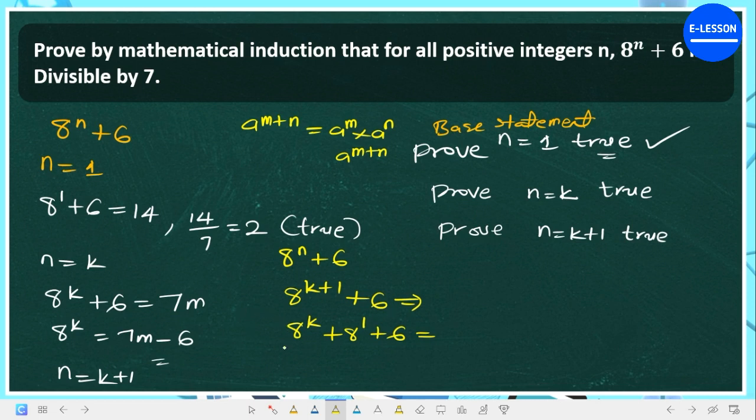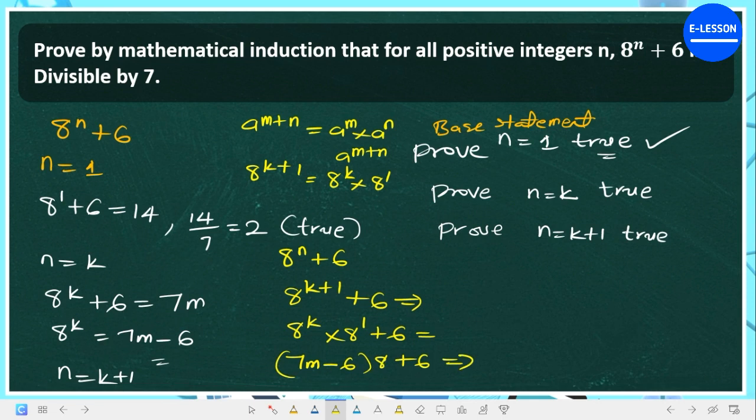Now, wherever we see 8 to the power of k, what do we put there? Sorry, this is multiplication, because 8^(k+1) can be written as 8 to the power of k times 8 to the power of 1. Now recall that our 8^k here is equal to 7m minus 6. So we are going to put this here, and this will give us 7m minus 6 in brackets, times 8, then plus 6. And this will be equal to, use 8 to open the bracket.